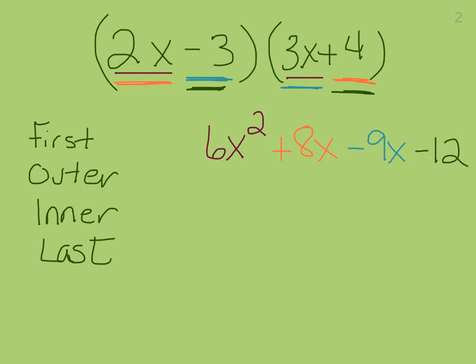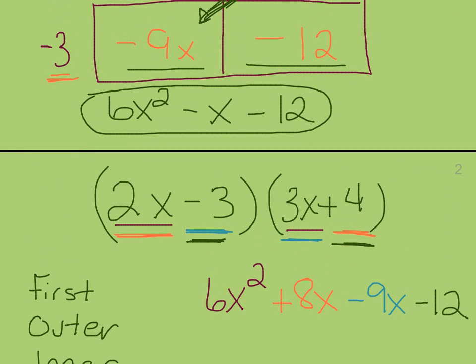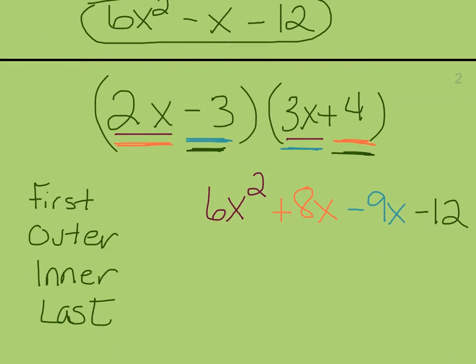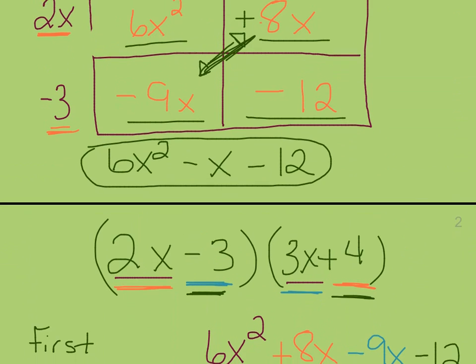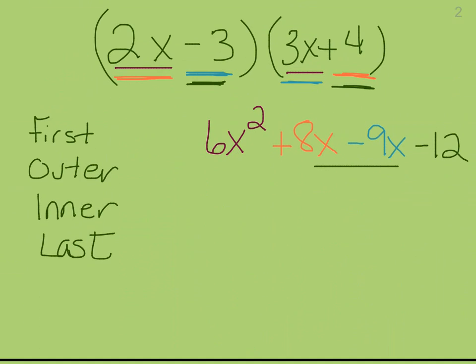And then what happens here, and if you remember, these are the same as what's inside the box. 6x squared is in the box, 8x is in the box, negative 9x is in the box, and so is negative 12. We'll always combine those terms that can be combined. So you'd write 6x squared minus x minus 12. If you were to write this down as your answer, I would be counting that wrong.